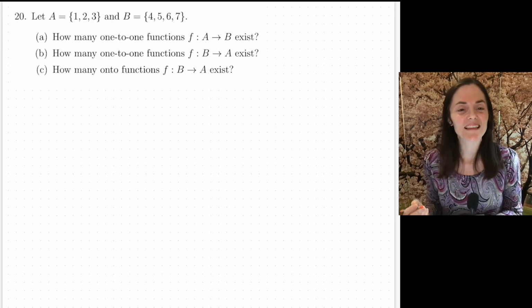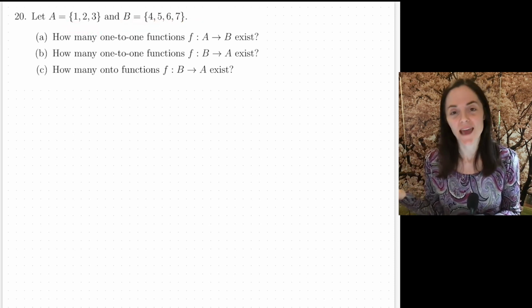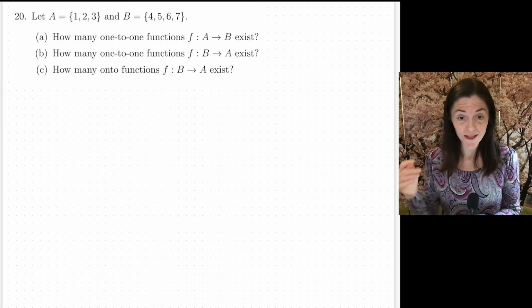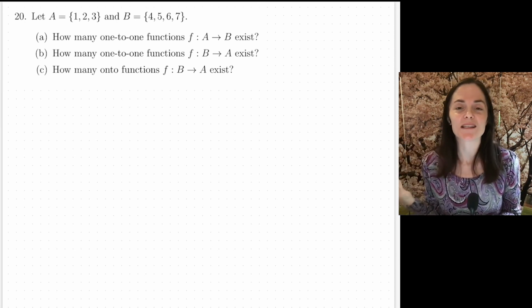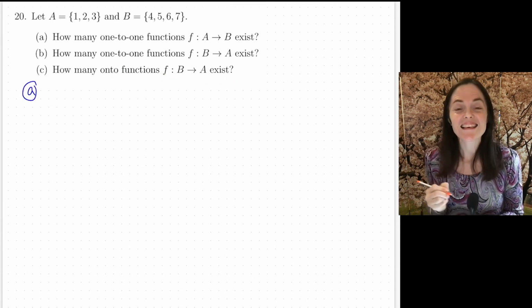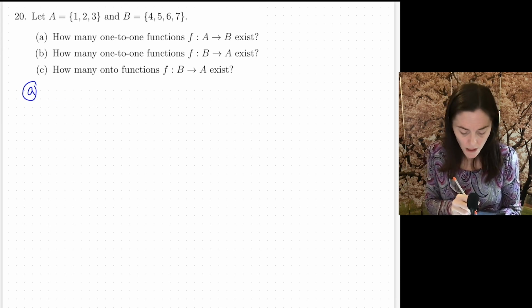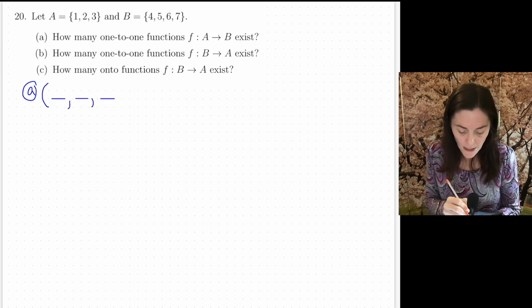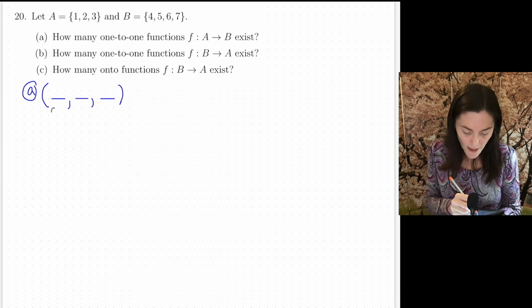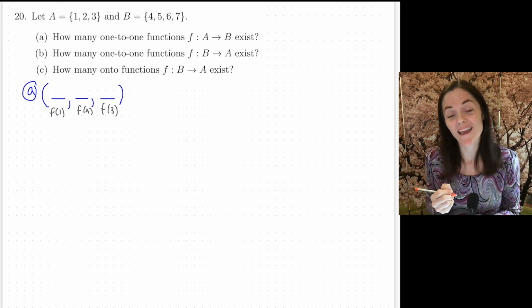Number 20, we have set A, which has 3 elements, set B, which has 4 elements, and we are counting functions. We could have started with a preliminary, just how many functions are there from A to B or from B to A, for example. We will address that a little bit in part C. But letter A, this asks for one-to-one functions from A to B. So I can construct a function from A to B, thinking about it as a list of length 3, where all I need to do is specify f of 1 and specify f of 2 and specify f of 3, and then I have a function.